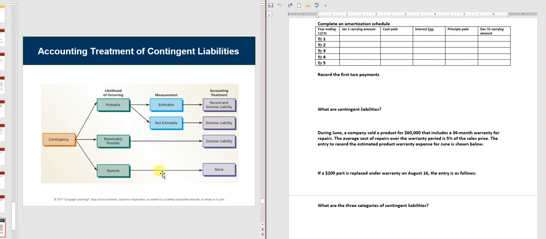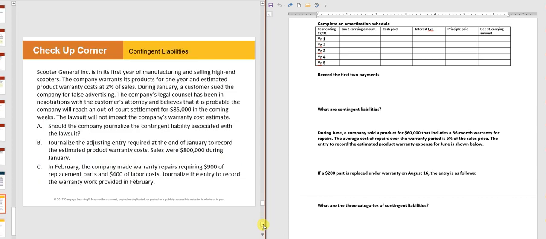If it's remote, you don't do anything. So there are a lot of frivolous lawsuits out there, because you can sue anyone for anything. So if they came in and they didn't like the color of your store and they wanted to sue you for having an ugly store, they could. Most likely they won't win. And so you would consider that remote and you wouldn't do anything.